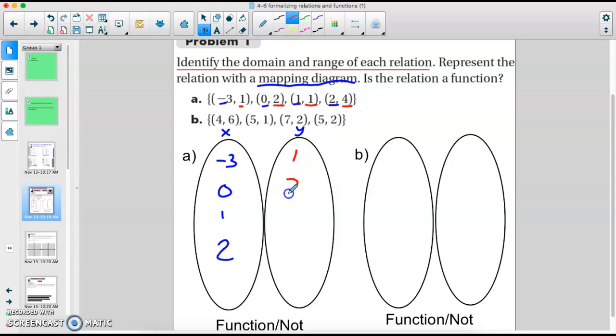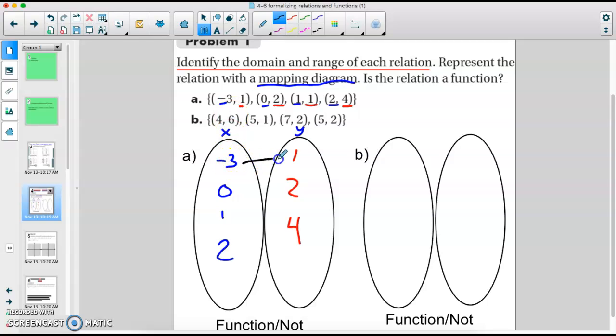Then all of our y values go in this oval. So 1, 2, 1 again. I don't need to write 1 again. I already wrote it, so we move on to 4. Don't duplicate your numbers. Just write all of them that appear. If they appear twice, then just write them once. Now we draw little lines or arrows to where it goes.